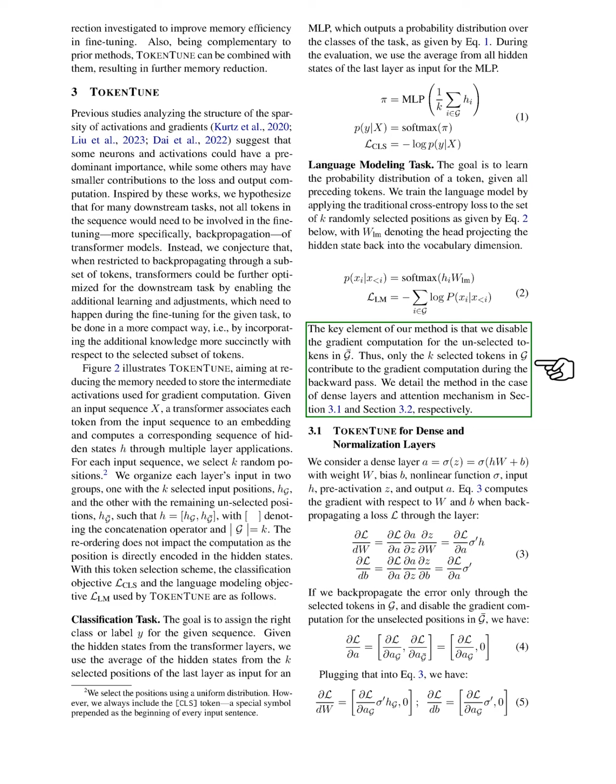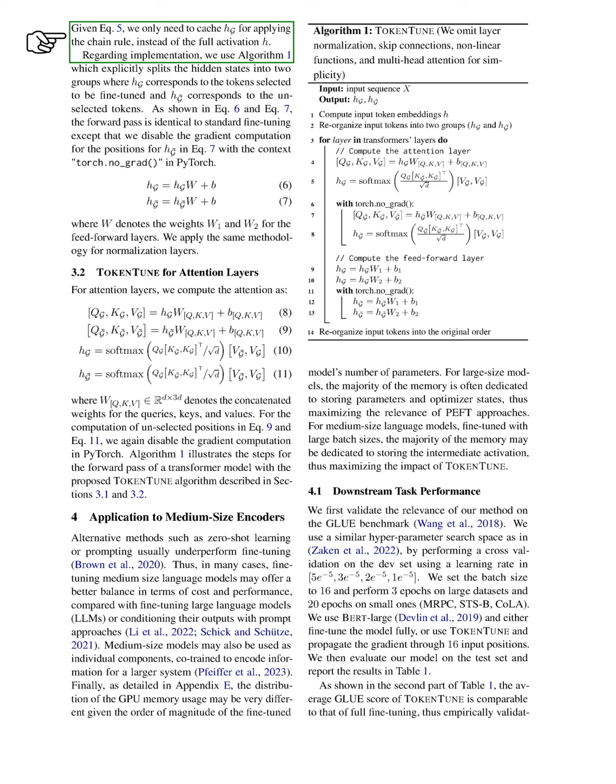We explain our method for dense layers and attention mechanisms in separate subsections. For dense layers, we consider a layer where the output is a function of the input, weights, and bias. When we backpropagate the loss through this layer, we only do so for the selected tokens, ignoring the unselected ones. This allows us to only cache the relevant hidden states for applying the chain rule, rather than the entire activation. Our implementation explicitly separates the hidden states into 2 groups, one for the tokens we want to fine-tune and another for those we do not.